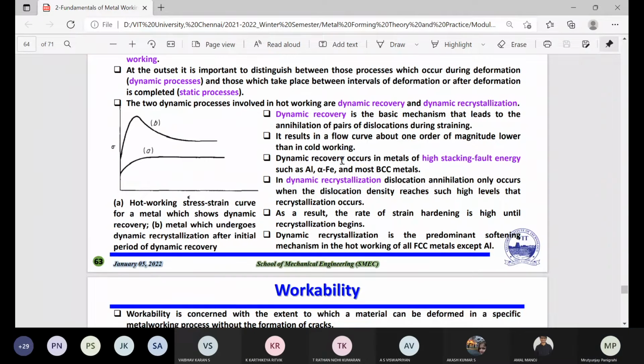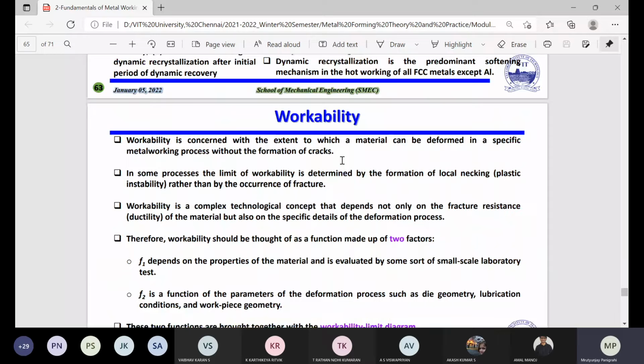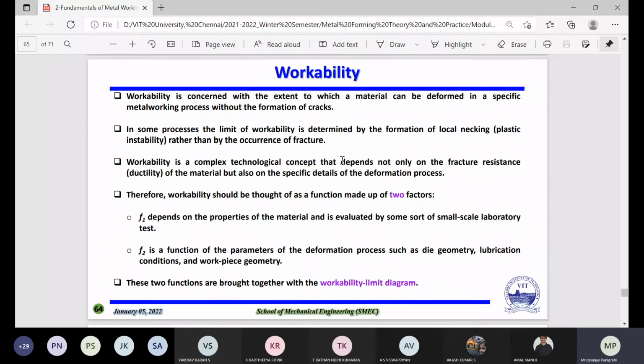Yes, sir. Okay. So next we have the workability. Okay, so how to define this workability? Maybe we studied it in machinability when we did machining in the last semester. So here I mentioned that workability is concerned with the extent to which a material can be deformed in a specific metalworking process without the formation of cracks.